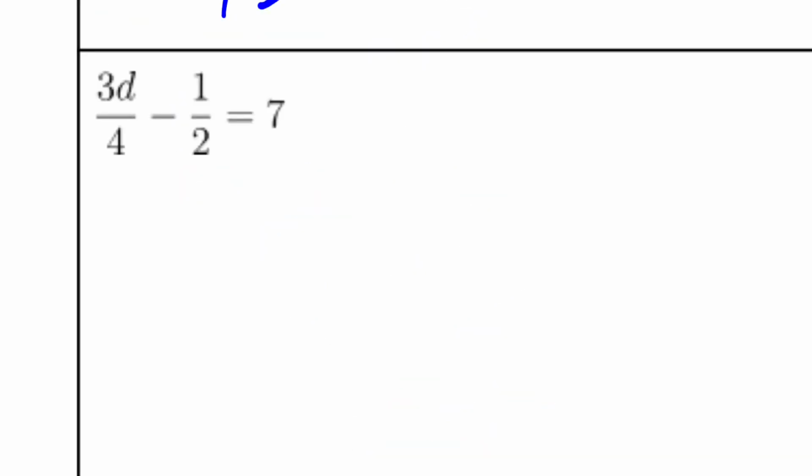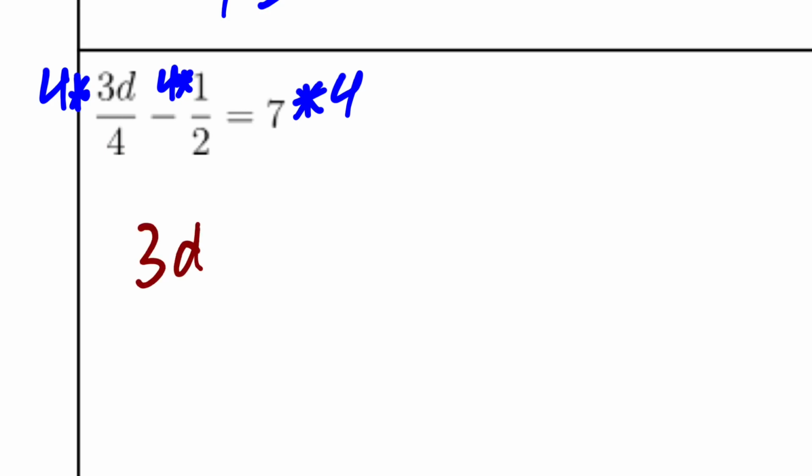When we have fractions across multiple numbers, sometimes it helps to think of a common multiple. I'm going to choose 4. I'm going to multiply everything by 4. So this is kind of like 4 times 3 divided by 4. 4 times 3 is 12, divided by 4 is 3d. 4 times 1 divided by 2 is 2, and 7 times 4 is 28.